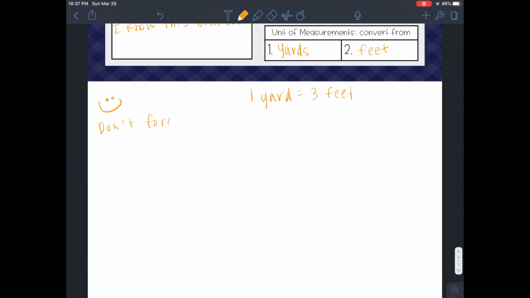A lot of you are doing your work, but you aren't pressing the submit button, which sometimes will not allow Miss Nealy to give you feedback. So make sure you're hitting submit, guys.